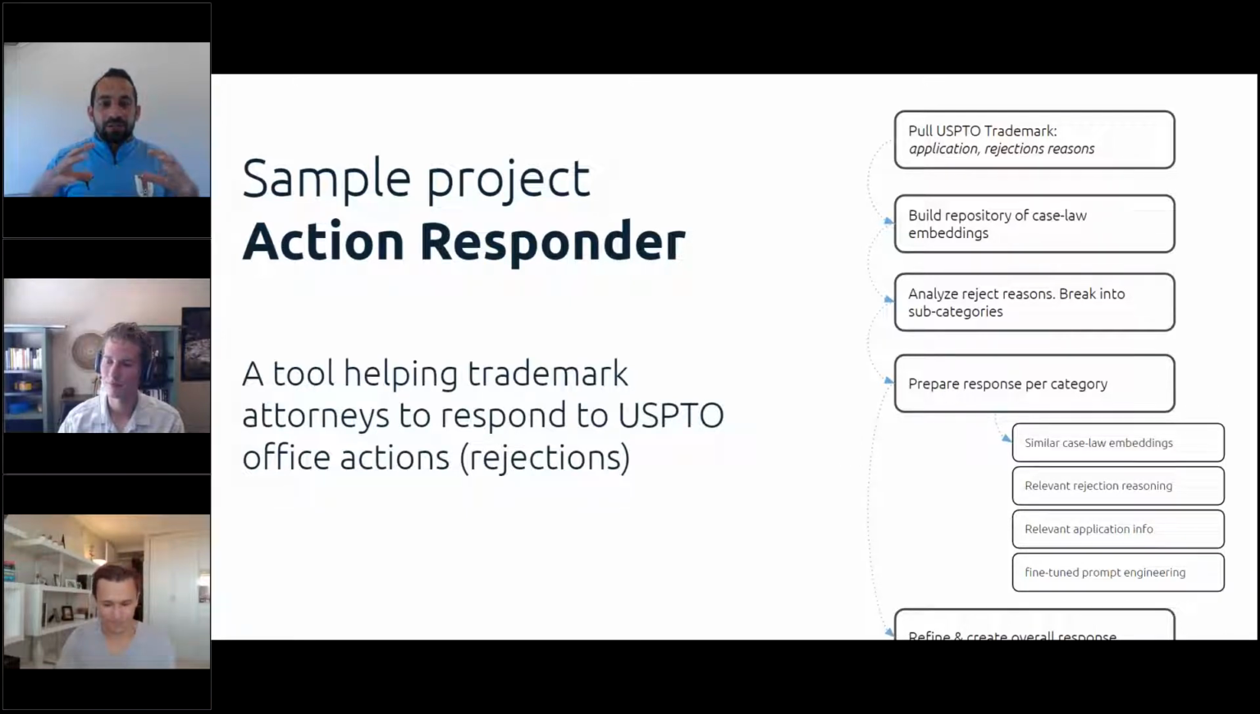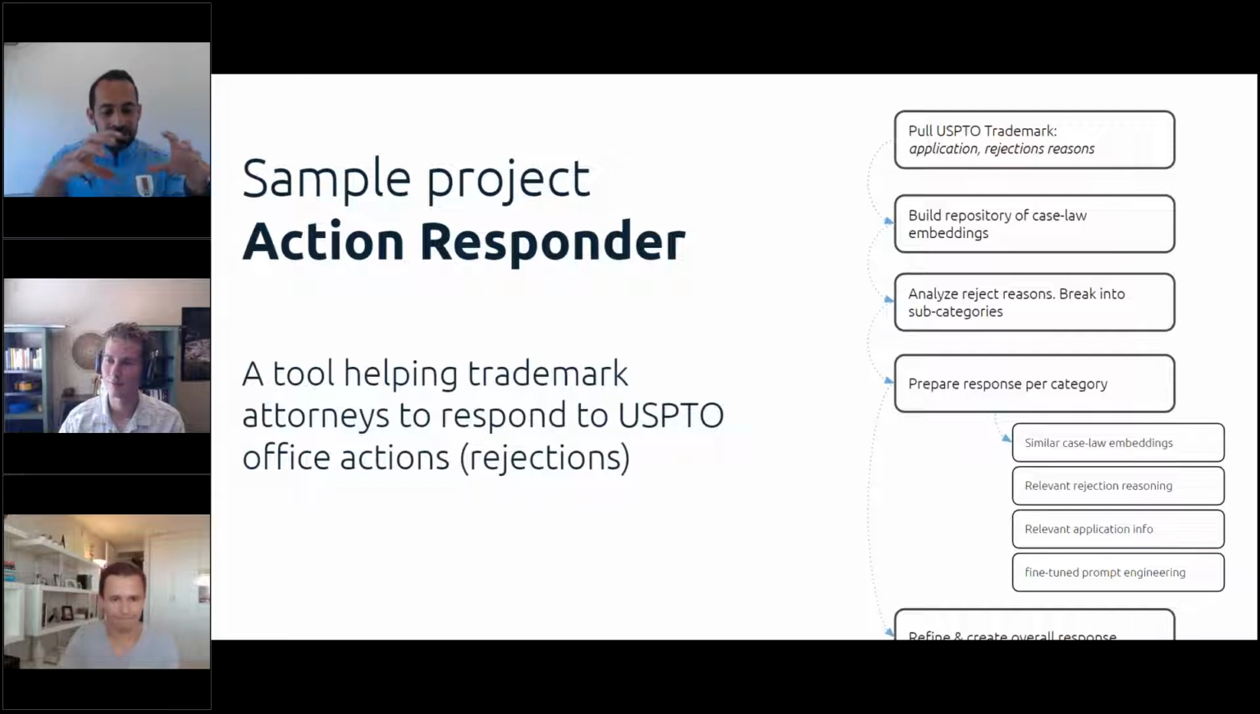And we decided to break down our approach into multiple steps. Usually your trademark application gets rejected for a lot of different reasons. Instead of tackling all the reasons at once, we tackled them one by one, which allows us to be more accurate in our responses, and we don't hit those token limits, right?